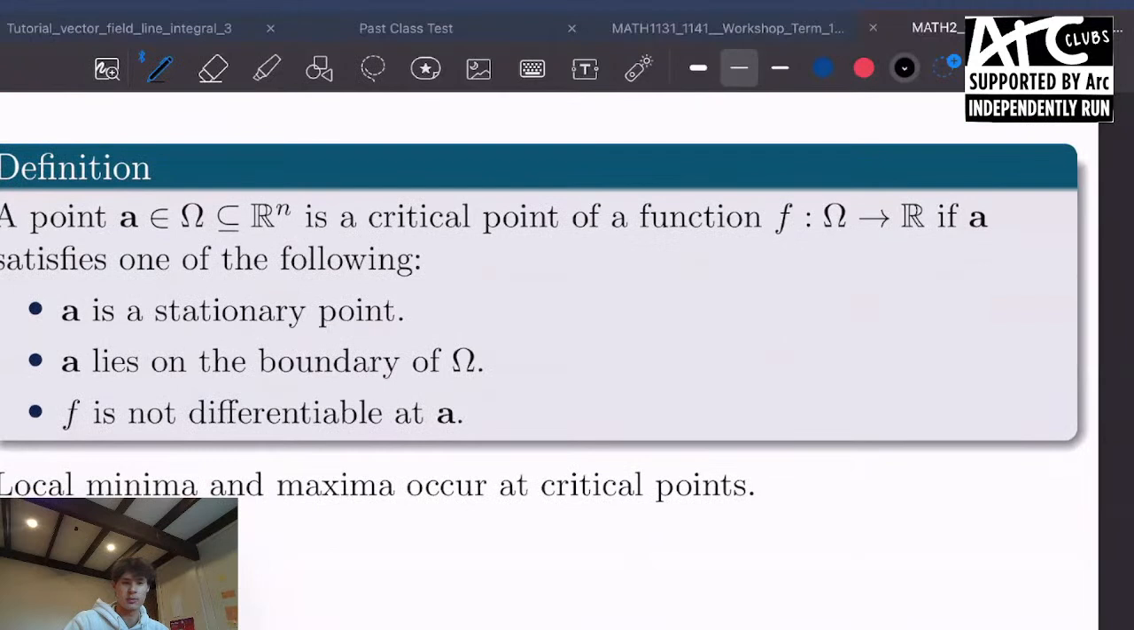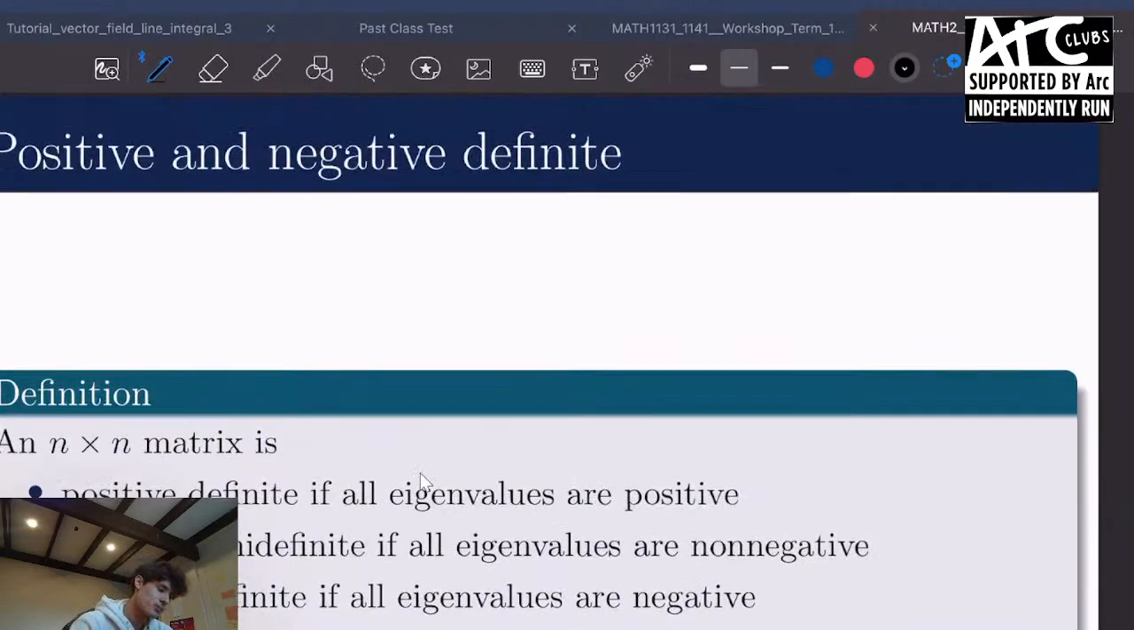So there are 3 types of critical points: stationary points, boundary points, and points where the function is not differentiable. Now we know that all the local max and min will occur at these critical points. So what we can do is investigate these critical points when we're trying to find max and min.